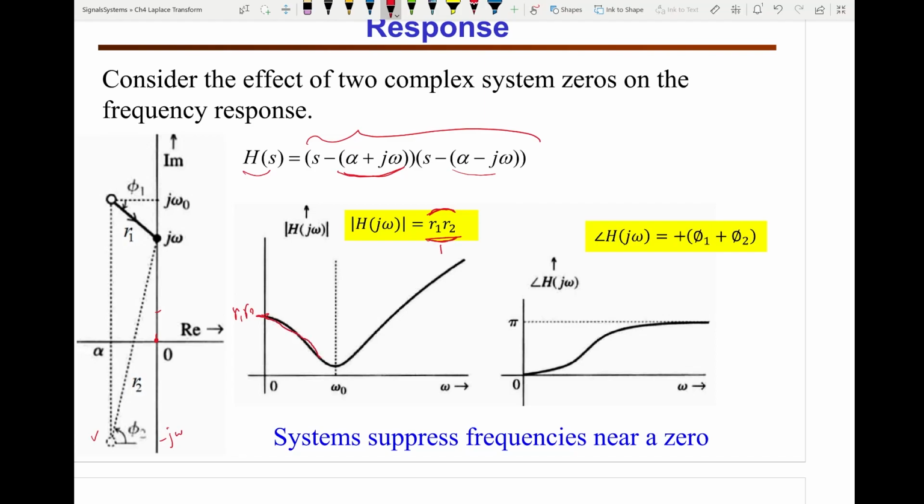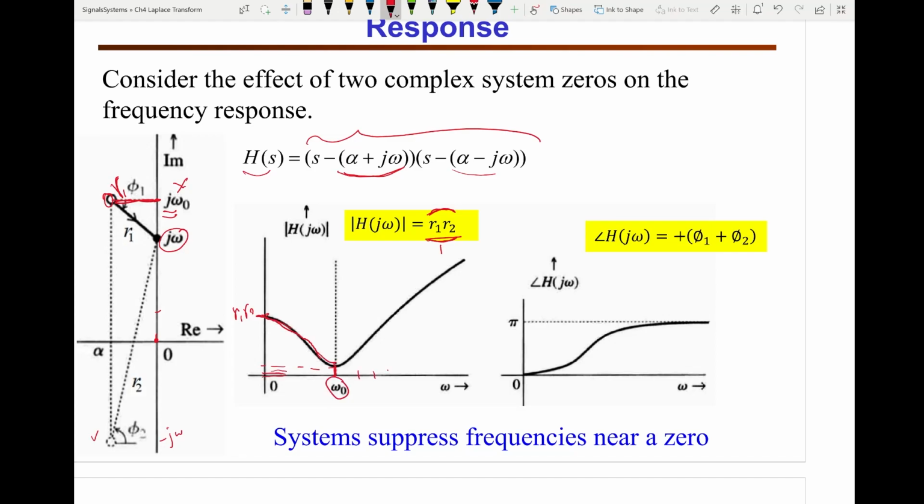The smallest it will be is when that frequency becomes here, j omega 0. Then this R1 here will be the smallest, and R1 times R2 will be the smallest value. That will be this here. So this system, because you put a 0 next to this frequency, you suppressed this frequency from your input.